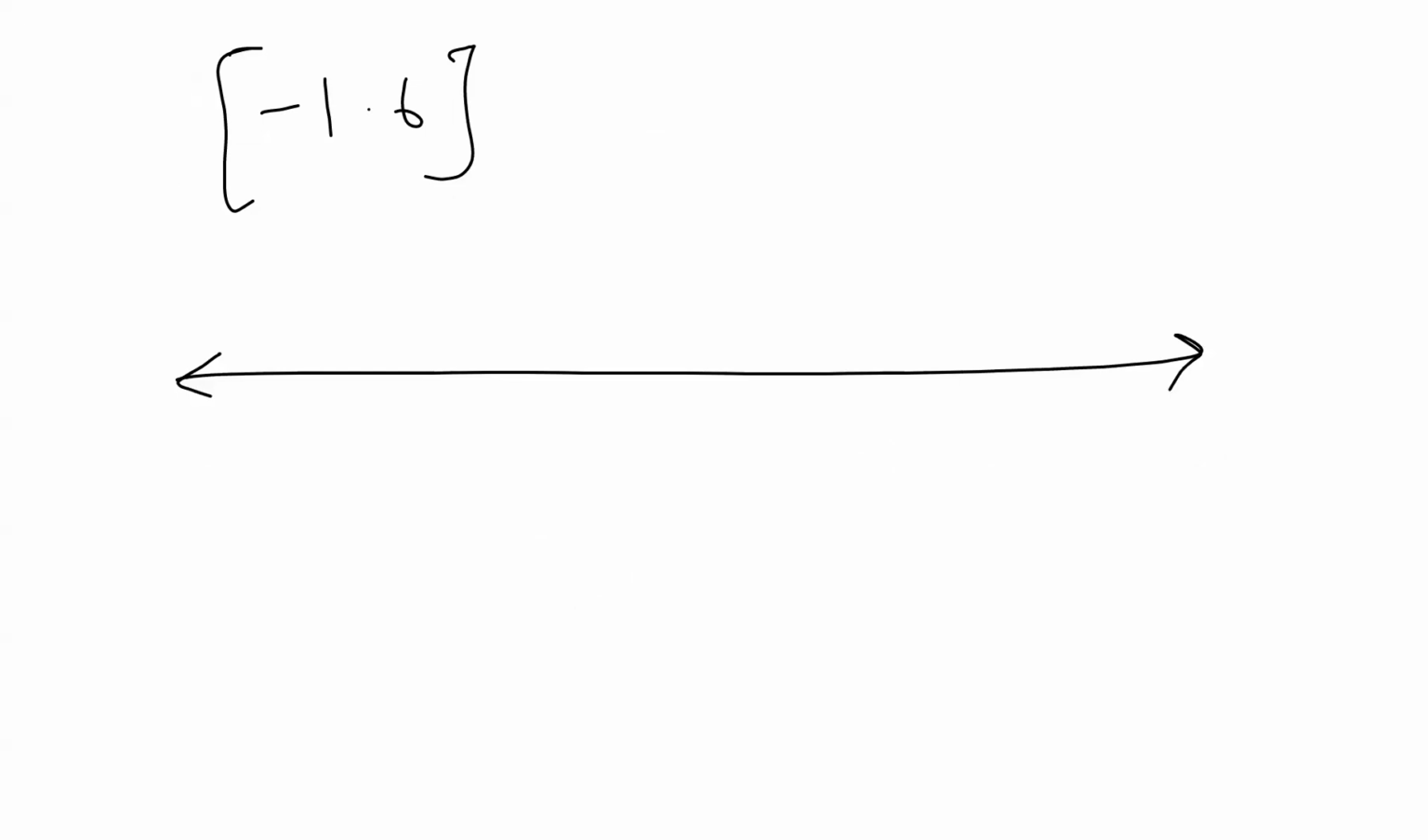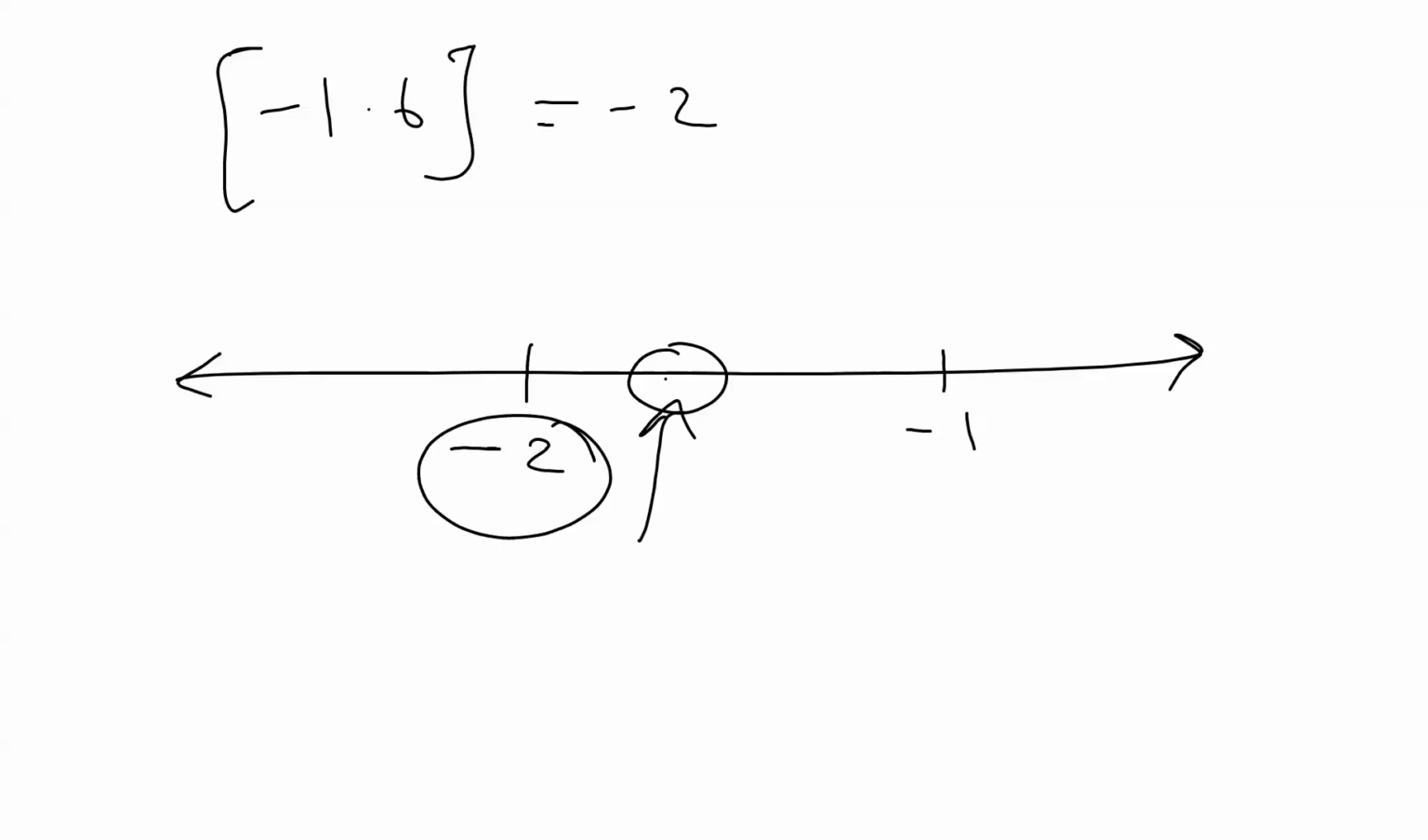Okay. Minus 1.6. Minus 1.6 lies between minus 2 and minus 1, over here somewhere. Okay. So take the lesser one. This is minus 2. Fine. So we should know this greatest integer function.